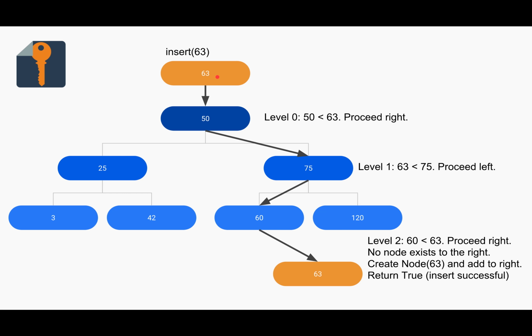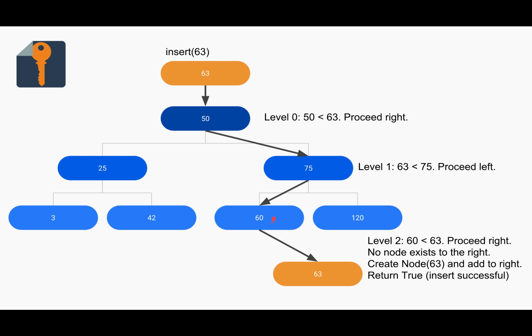So we're going to go through the insertion process step by step. The first thing to consider is the root node. Is 63 greater than, equal to, or less than the root node? Well, it's greater than, so we're going to go to the right. Now we're going to ask the same questions about a node containing 75. Greater than, equal to, or less than? Well, 63 is less than 75, so we're going to proceed to the left.